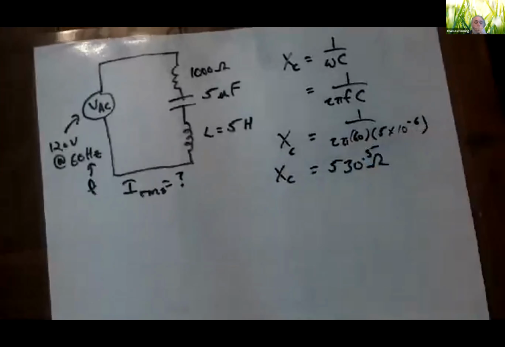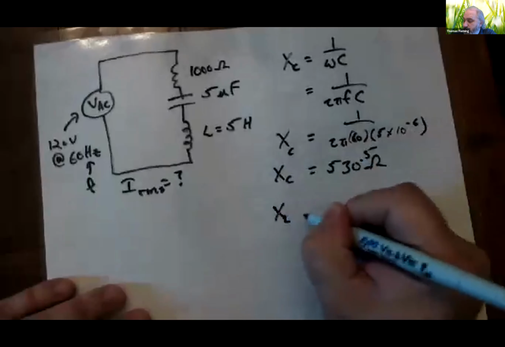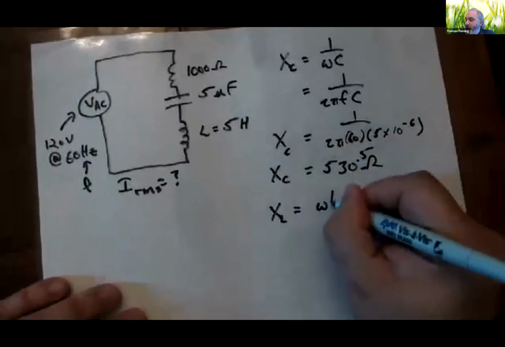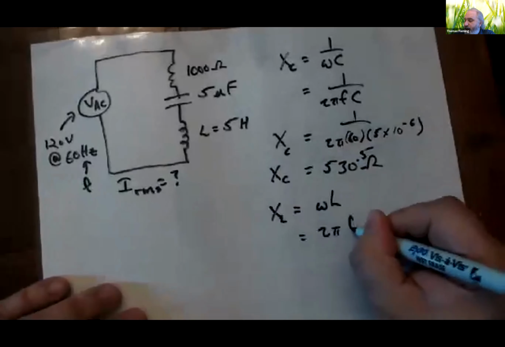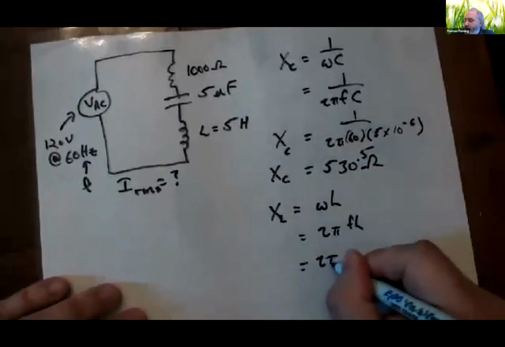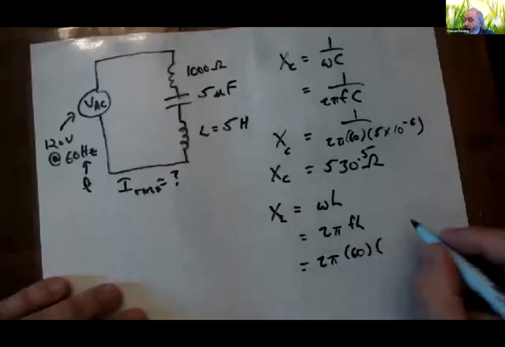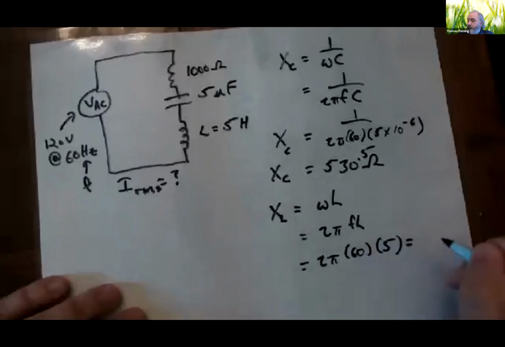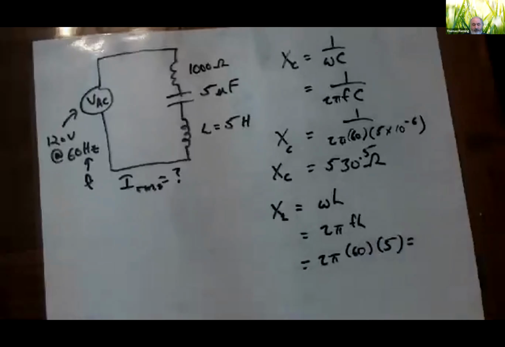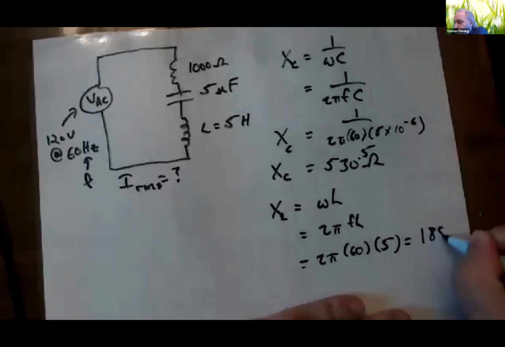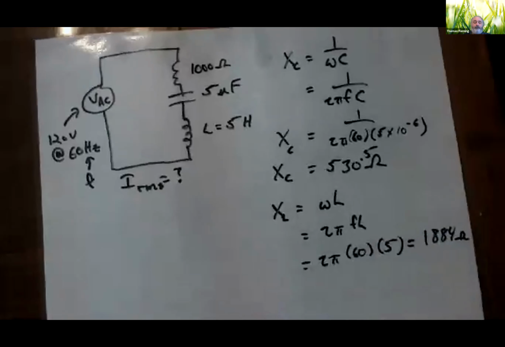0.5. There we go. Super easy, right? Now, what about the inductive reactance? What's XL going to be? Well, that's going to be omega times L, or 2 pi F times L. So 2 times pi times 60 times L, we said, was 5. And when I work that out, I get about 1,884 ohms.